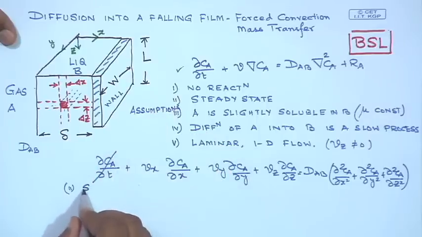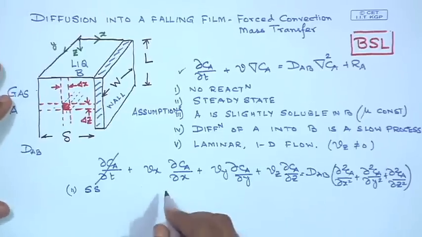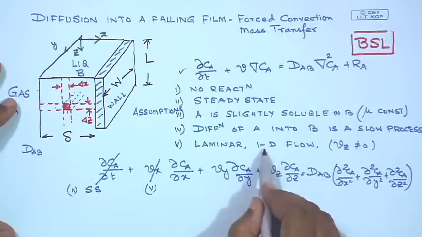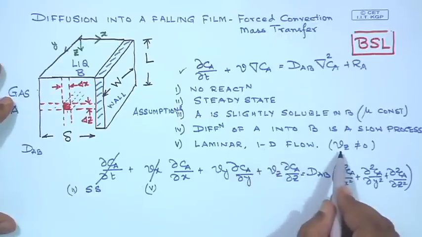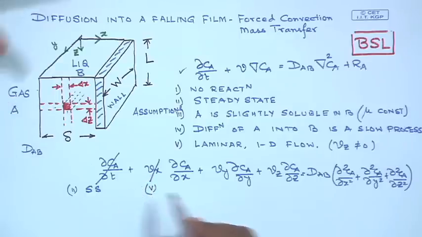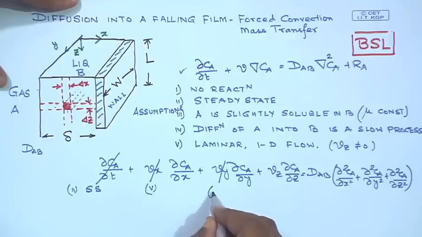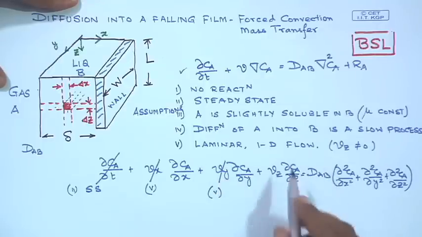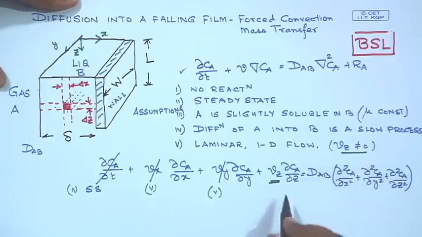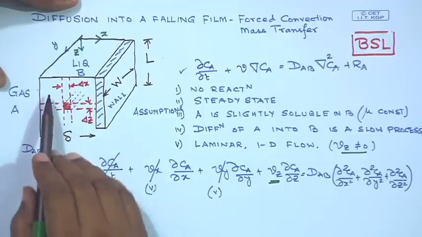Because of assumption 2, it is a steady state, and this would be 0 because of my assumption 5, which says it is a one dimensional flow. So, V z is simply going to be the only non-zero term. So, this would be equal to 0. For the same logic, I am going to get V y to be 0 as well, since again it is laminar 1D flow. But I understand that V z is not equal to 0 and C A is going to be a function of z.